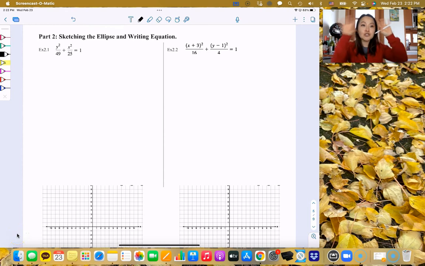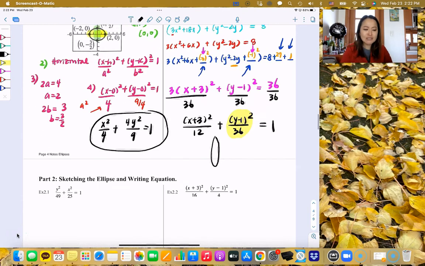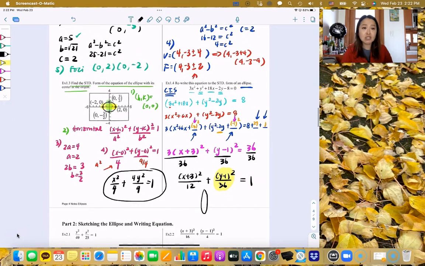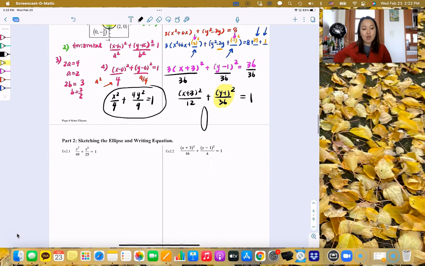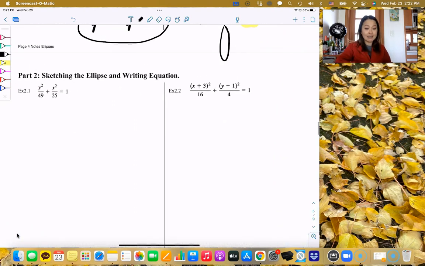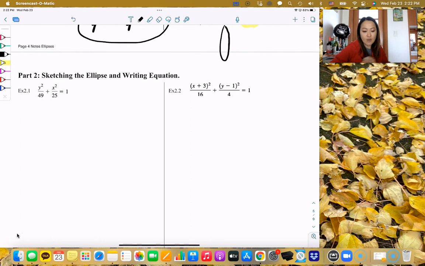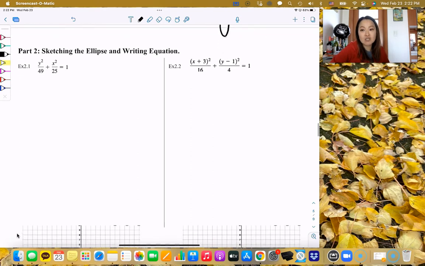Part 2 of our ellipses, okay? So, I noticed that you guys are getting kind of sick and tired of this because it's too easy, maybe? Well, let's enjoy the easy nature of this, okay? So now we're gonna actually do more with the same concept with the ellipses, right? So now we have sketching the ellipse and writing equations in part 2.